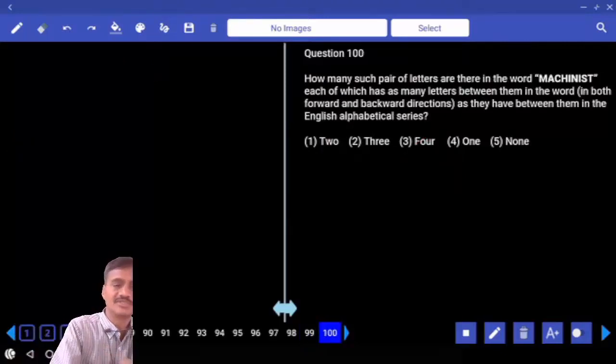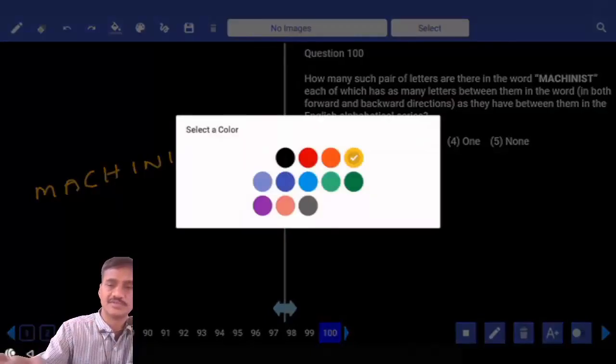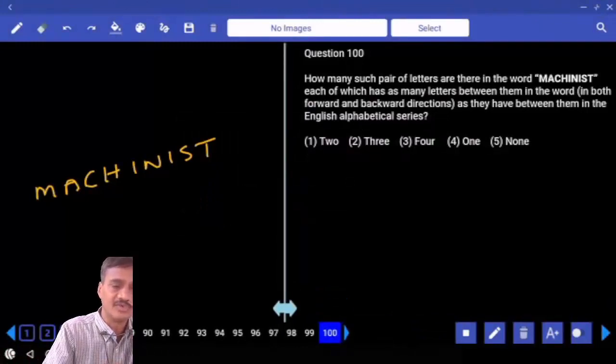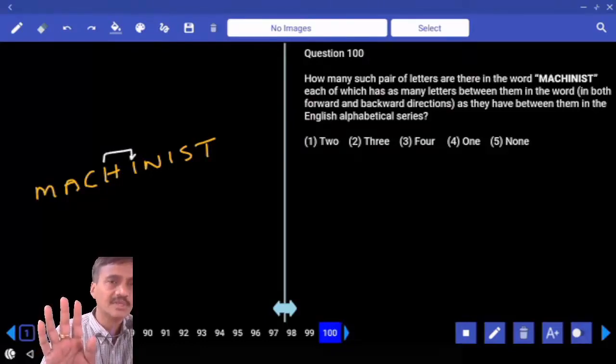And next one, how many such words? M-A-C-H-I-N-I-S. How many such pairs of letters are there in the word, starting with M? N-O-P-Q-R-S-T. A-B-C-D-E-F-G-H, H-I, I-J-K, J-K-L-M, N-O-P-Q. Hence, from left to right there are only 2 pairs essentially.